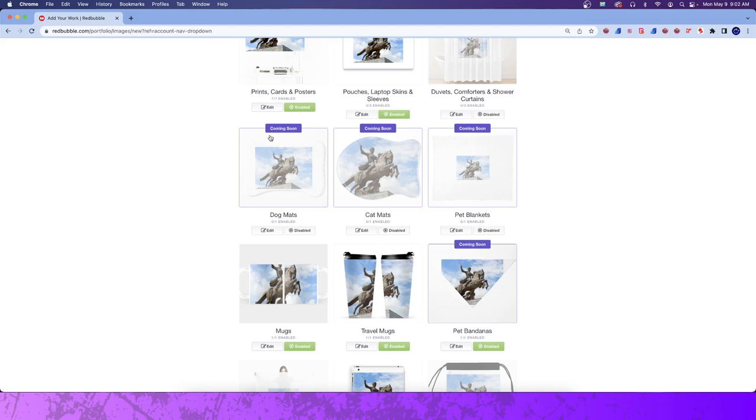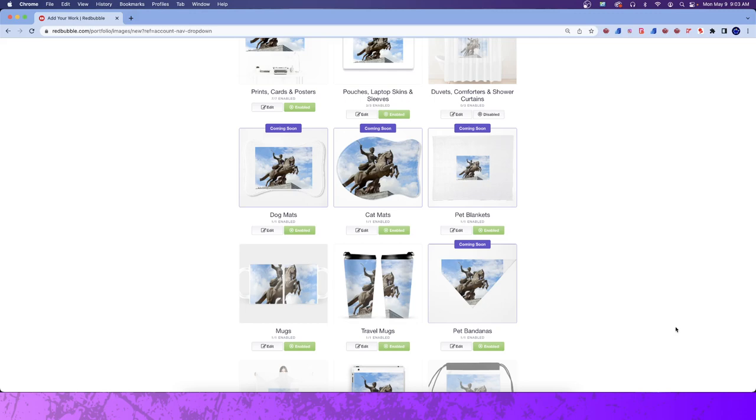You can see here there's a section called Coming Soon, and whenever a product is outlined with this blue outline with the words Coming Soon on the top, that means this product is coming in a matter of weeks to months, maybe 2 months maximum. It's going to be sold on the Redbubble stores, and what we're looking at are dog mats, cat mats, pet blankets, and pet bandanas.